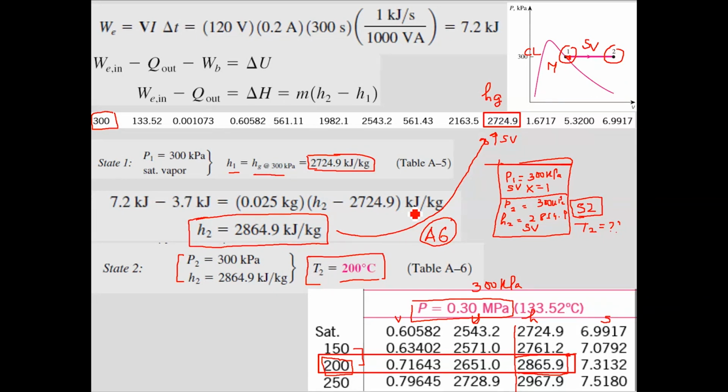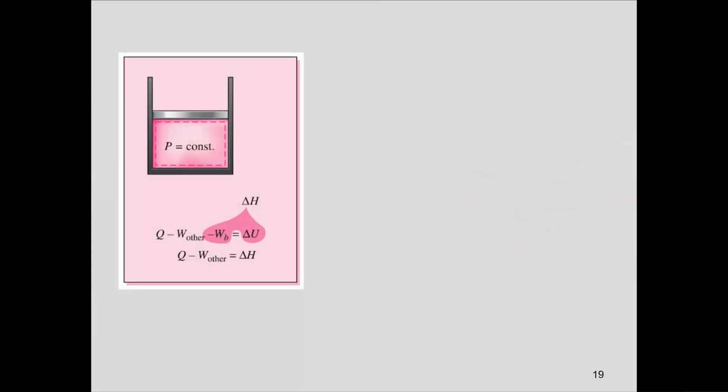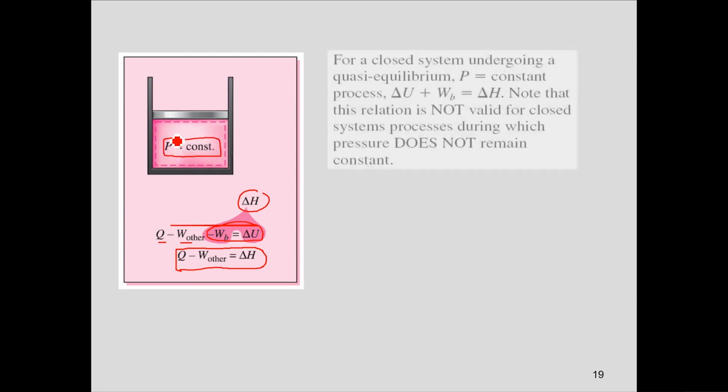All right. Now, moving on, I have a schematic which says that Q minus work other minus boundary work is equal to delta U. And I can combine these two into enthalpy, but I have to make sure that when I'm using this equation, Q minus work other equals delta H, I am considering the process where P is equal to constant.